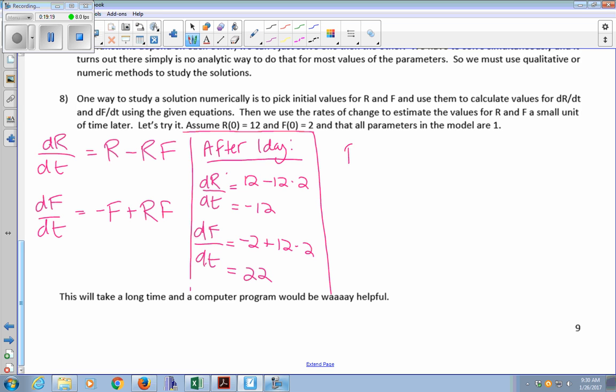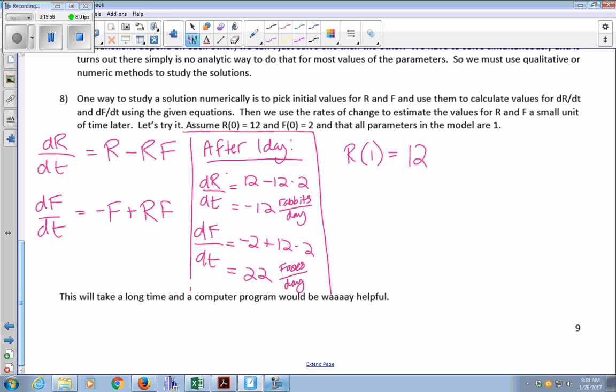So I now know R of 1, right? Take the previous amount. I started with 12, and then I lost 12 rabbits because dr dt was minus 12. The units on dr dt are rabbits per day, and the units on df dt are foxes per day. Because my equation for df dt is negative F.